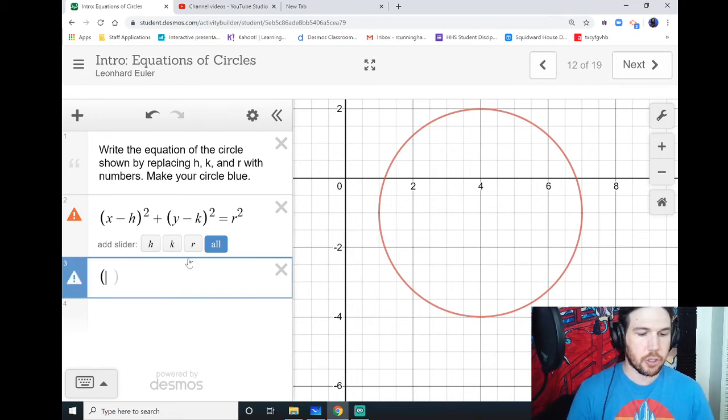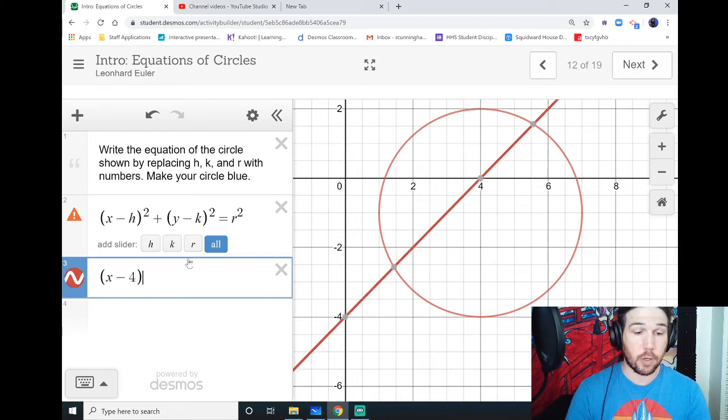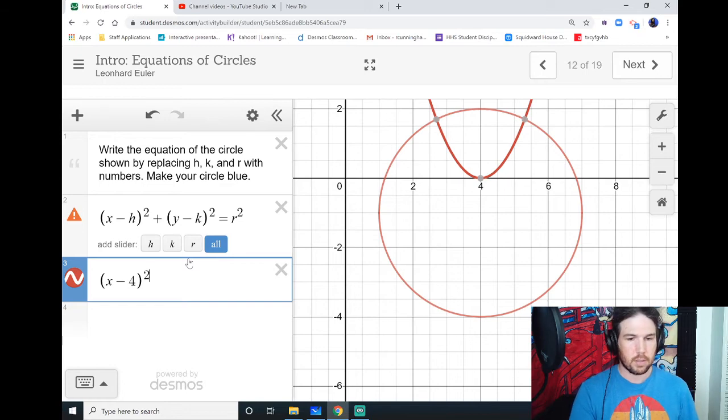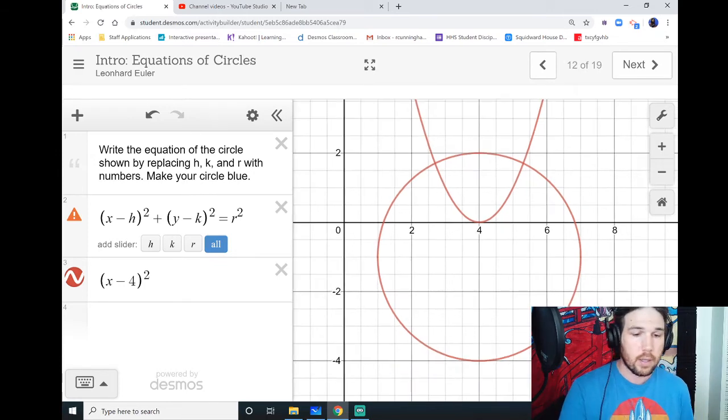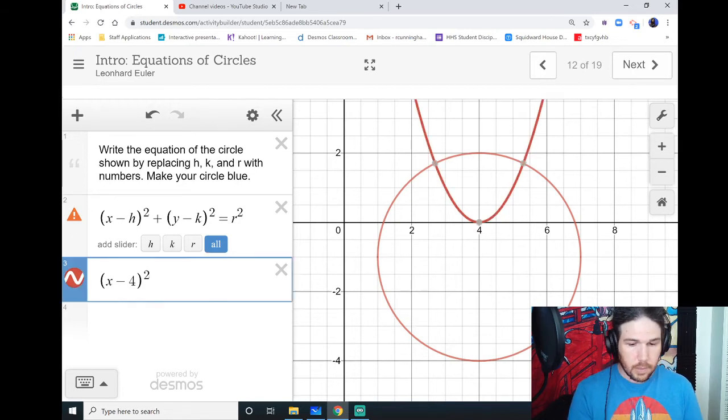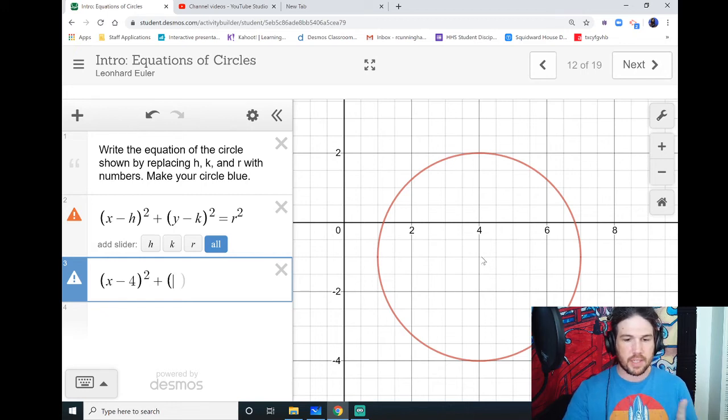So that tells me it should be x minus 4, right? X minus h squared. Oh, and hey, look, there is a parabola. If I just do x minus 4 squared, I'm given a parabola that has been moved 4 spaces to the right. So that's kind of a neat throwback. Plus, now the y value of the center is negative 1, so that's going to be y minus negative 1, which is the same thing as y plus 1 squared.